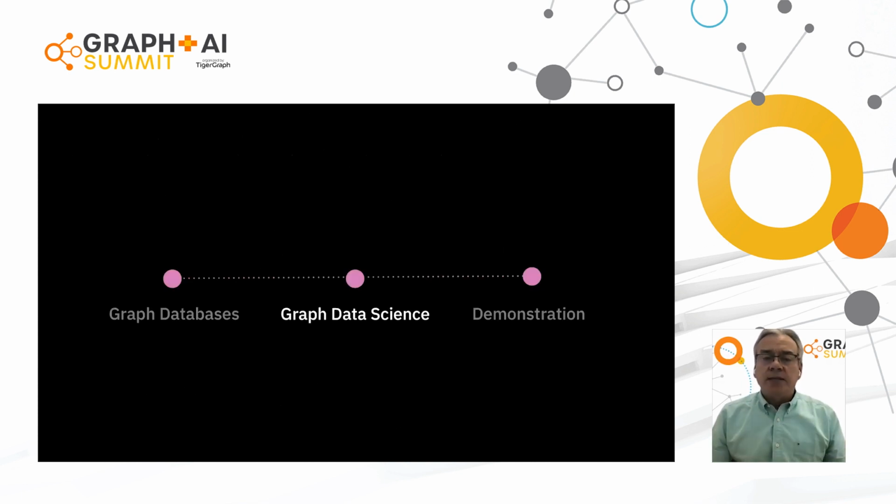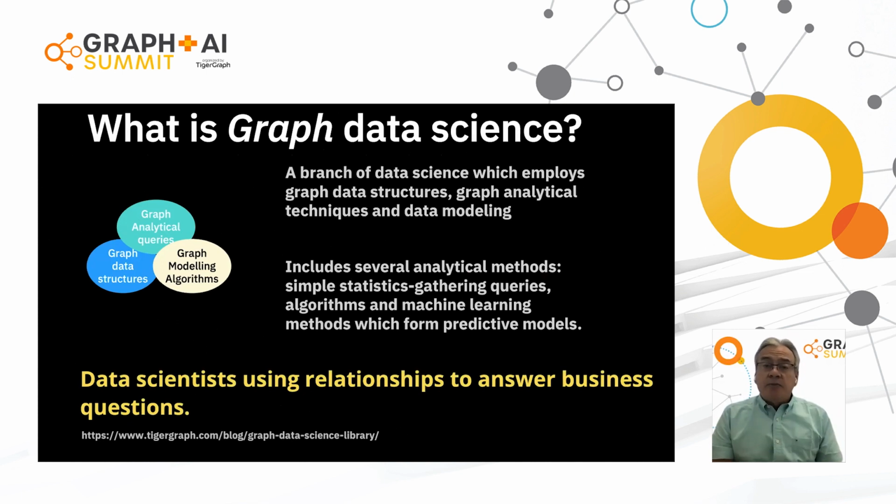Now let's talk about graph data science. Graph data science is a subset of data science, and we're using connected data. Particularly, we're looking at the relationships in the data beyond the data points. Data science is a combination of different technologies, so we're using graph data structures with graph analytics, graph modeling algorithms, and visualizations. In a nutshell, data scientists use the relationships in your data to answer business questions.